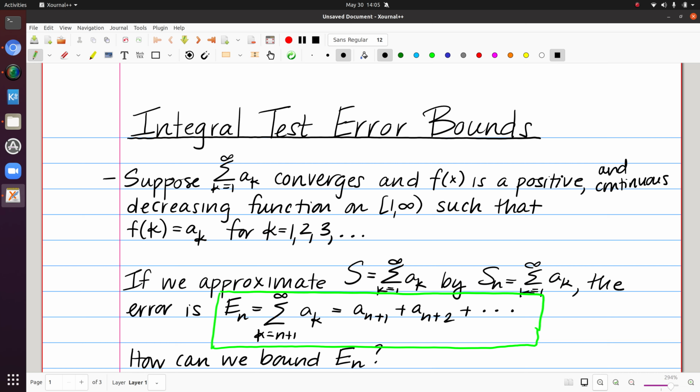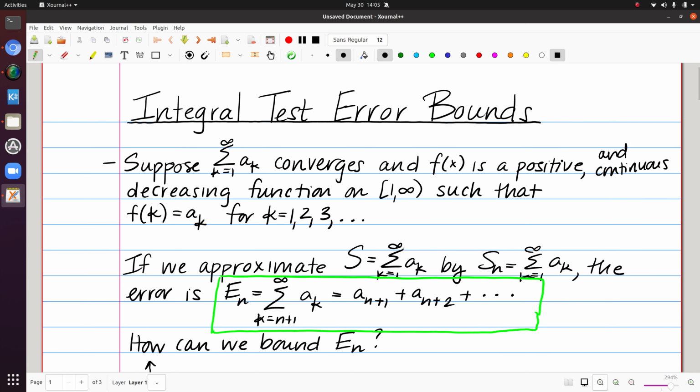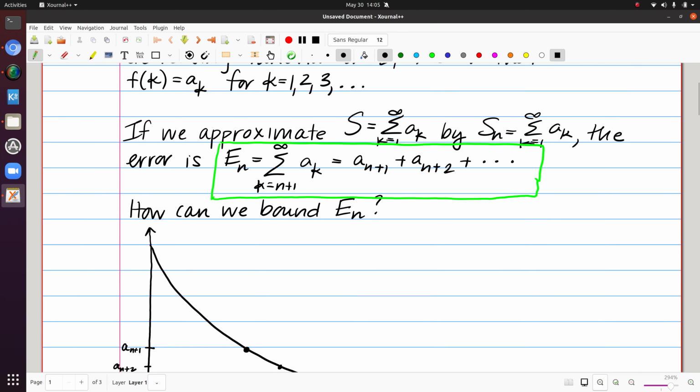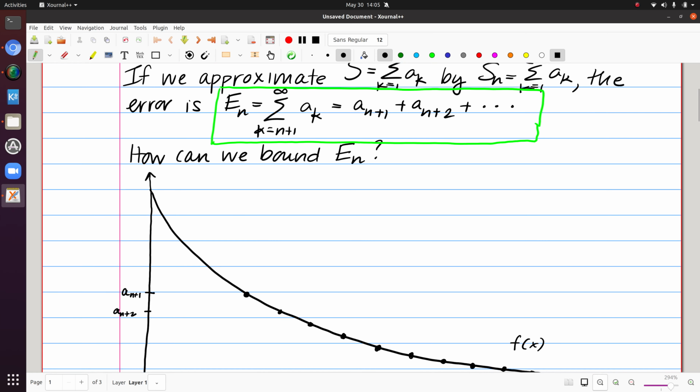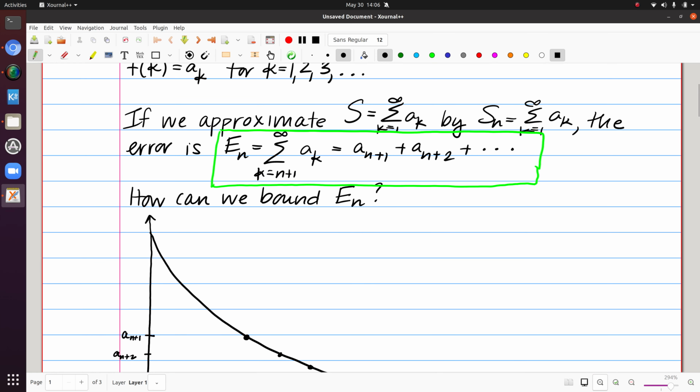So we can't find the error exactly here because, as we've seen with the integral test, we can't assume that we can find the exact sum of the series. So the question is, how can we bound e sub n, the error? We're going to go through what will look similar to the pictures we drew with the integral test. In those pictures, we were trying to represent the sum from 1 to infinity by using rectangle areas. The only difference here is I'm trying to represent the sum from n plus 1 to infinity because of this green boxed definition here.